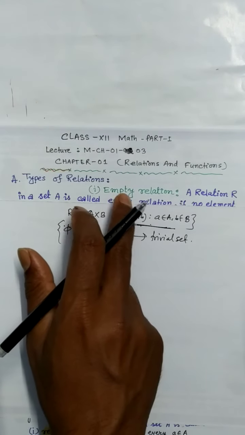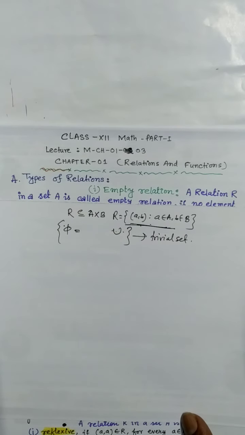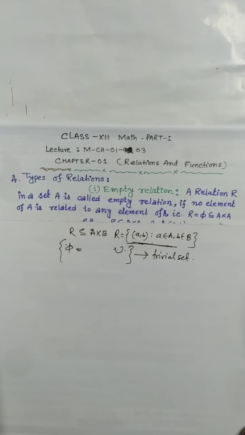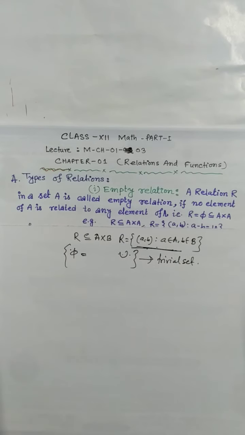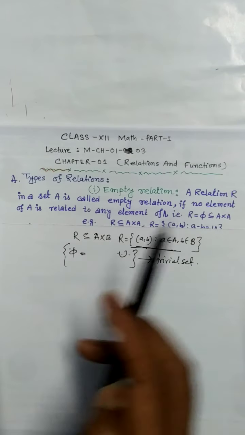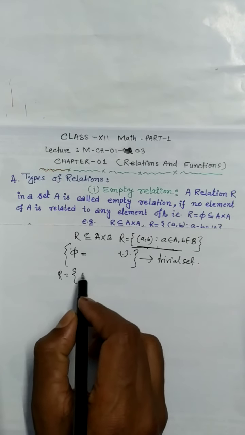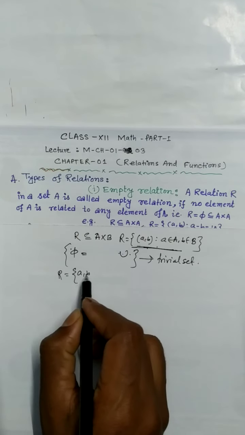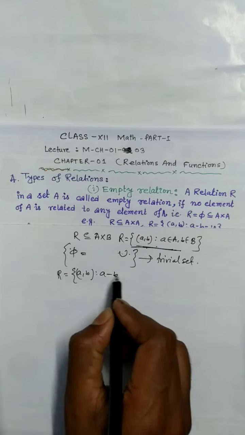We have two relations also. Empty relation: a relation R in a set A is called an empty relation if no element of A is related to any element of A. That is, R equals the empty set, which is a subset of A cross A. That means we have to make such a set which will be a null set. Like here I have taken one set, and that is also a relation.